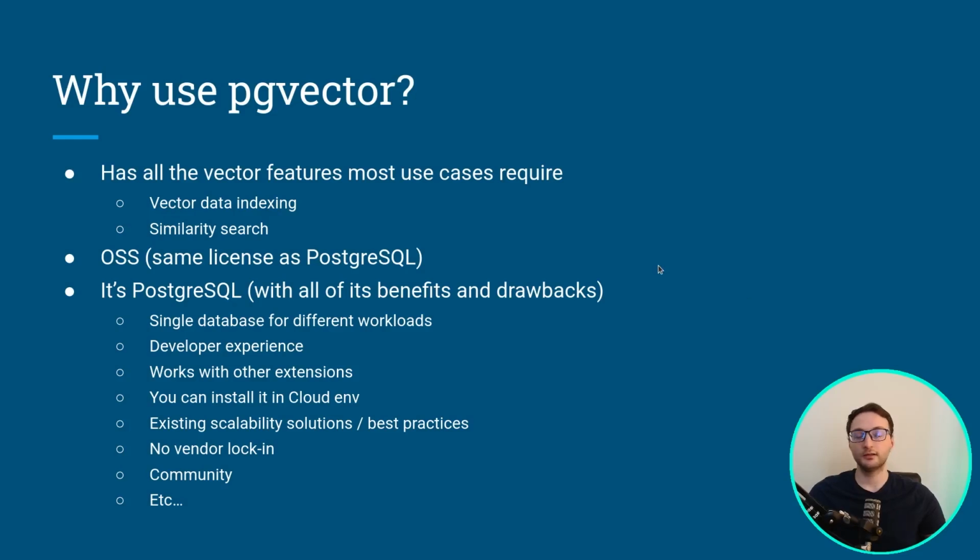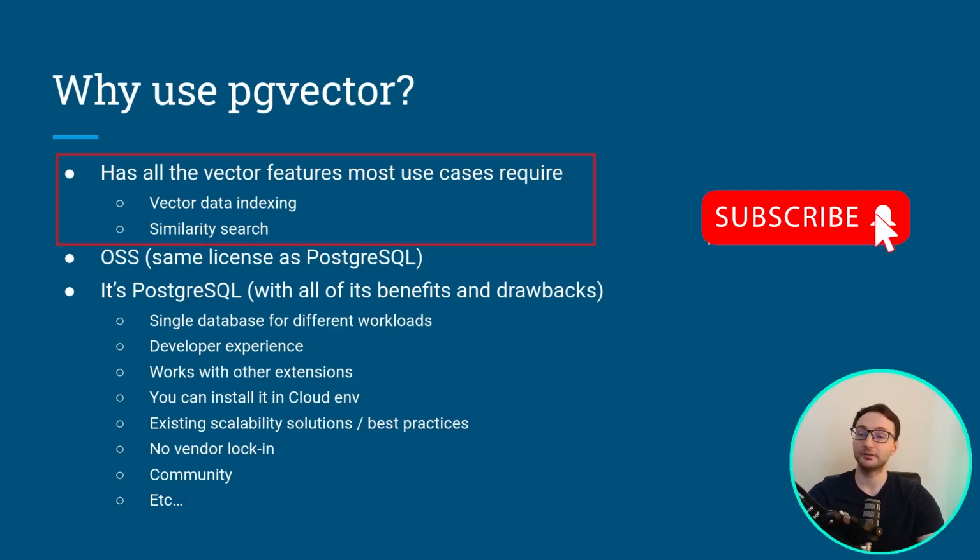Now let's quickly cover why you would want to consider using pgvector as opposed to other vector database solutions. So one thing that I would highlight is that pgvector probably has most features that you would ever need for simple vector use cases like RAG applications or semantic caching or some other vector use case. It has different ways to index your data, and it also has different similarity search methods implemented.